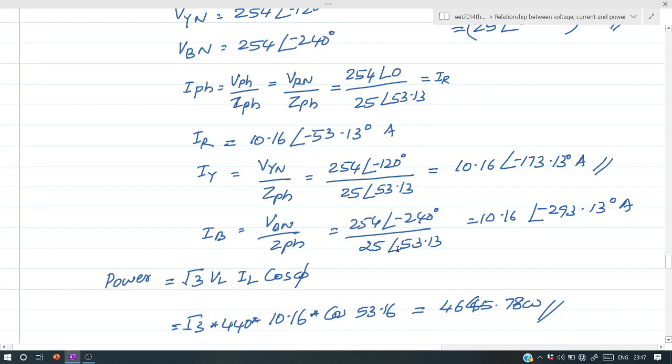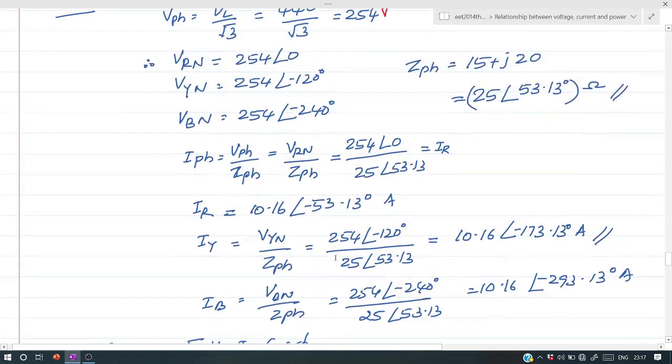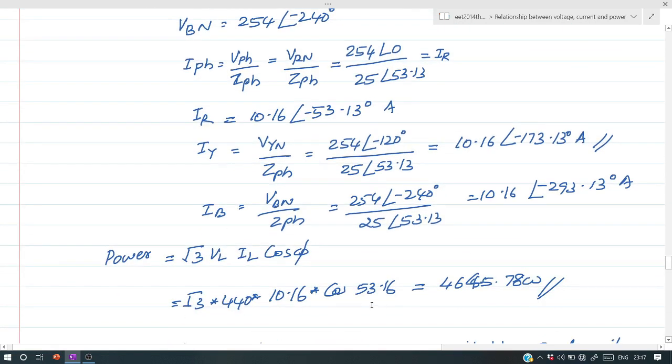Now power is equal to root 3 VL IL cos phi. Substituting VL as 440 and IL as 10.16, and phi is already obtained, that is the impedance angle. Substituting these values, we can obtain power as 4645.78 watt.